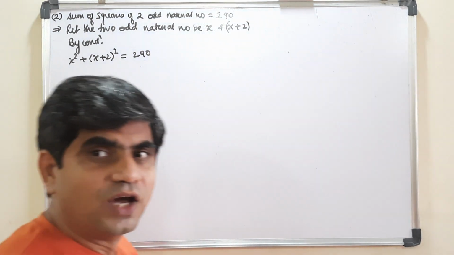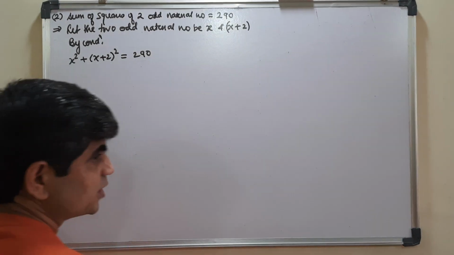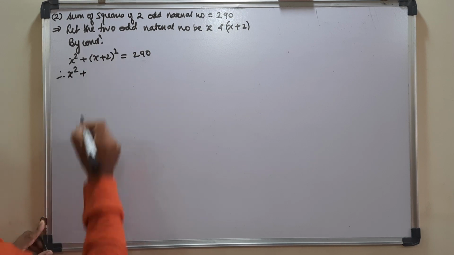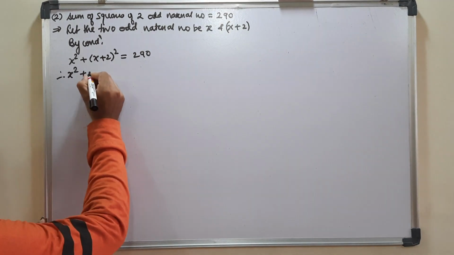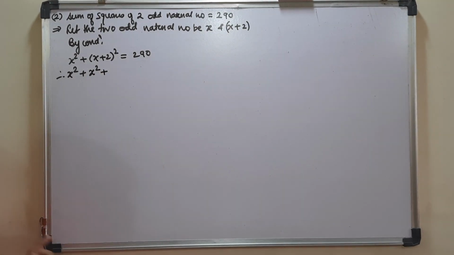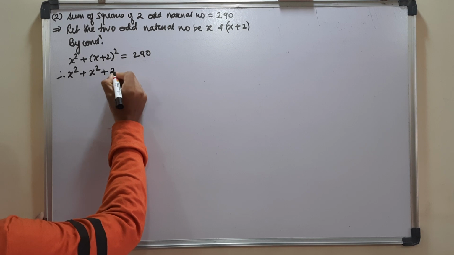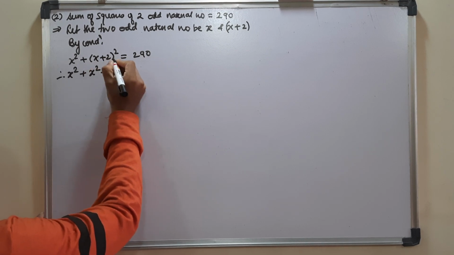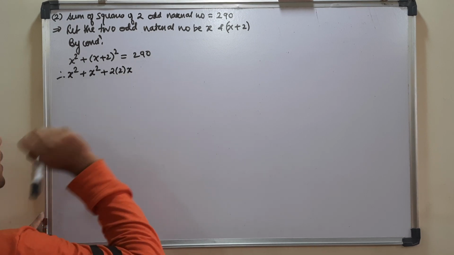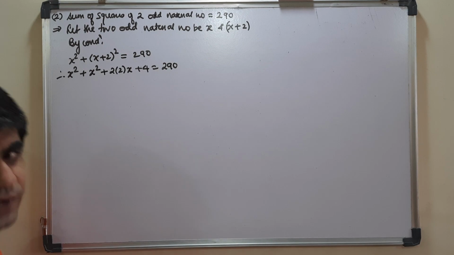Okay, now use the formula. No problem, that is general. I am talking about the (a plus b) whole square formula. So you get here x square plus (a plus b) the whole square, that is a square, agreed, plus 2ab, 2 into x into 2, that is 2 into 2 into x, plus 4 is 290. Right?